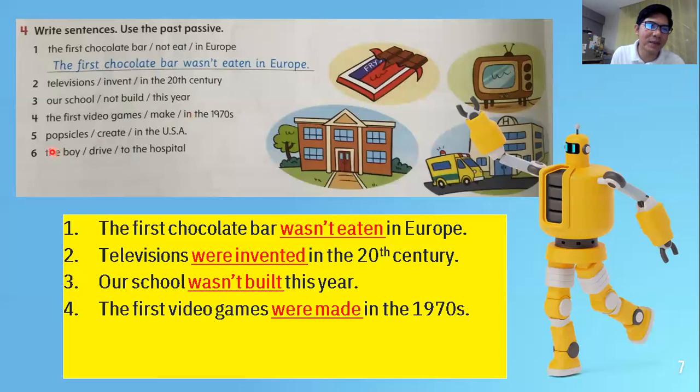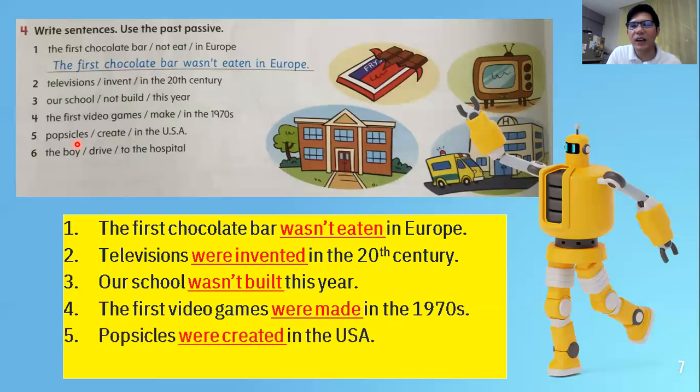All right, number five, our subject, popsicles. Singular or plural? It's plural. Create. What's the verb three for the verb create? And our object is in the USA. Okay, write your answers. All right, your answer should be: popsicles were created in the USA.